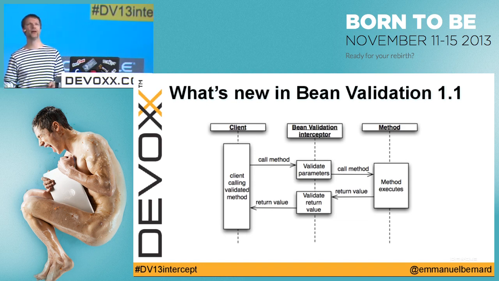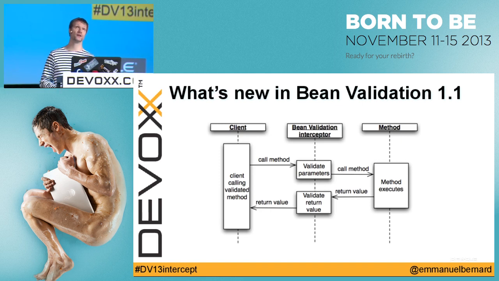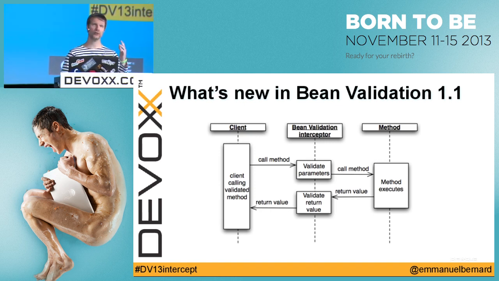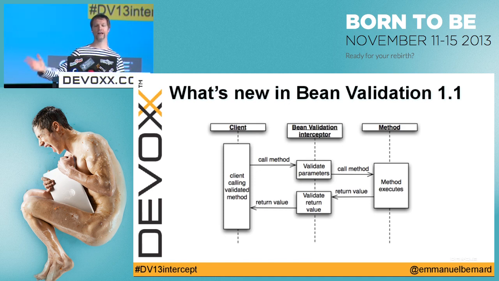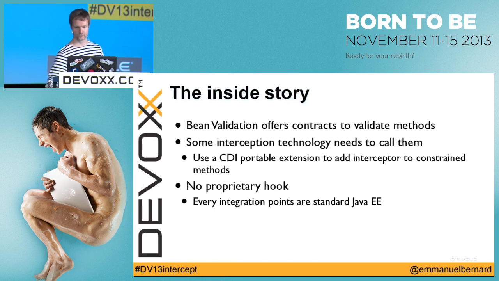So let's say the parameters are valid. So we go and execute the method. The method potentially returns a value. We validate the value if there is a constraint on it. And if the value is invalid, we raise an exception. If it's valid, then that's fine. The client didn't see that we actually did some kind of validation for him.